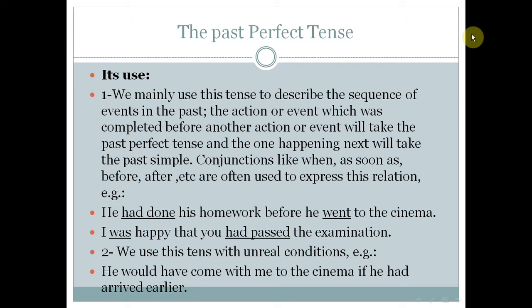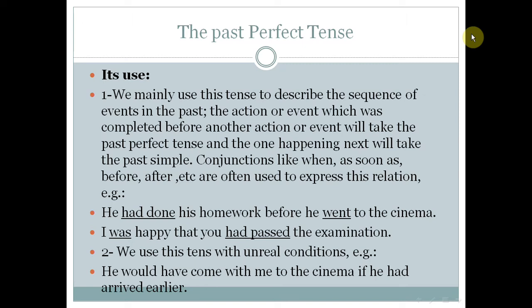Here we have another example. I was happy that you had passed the examination. So you had passed the examination, which happened earlier in the past. After it, I was happy. So the following action after the first one, I was happy, verb to be, was in the past simple because it happened after the first one, had passed the examination.